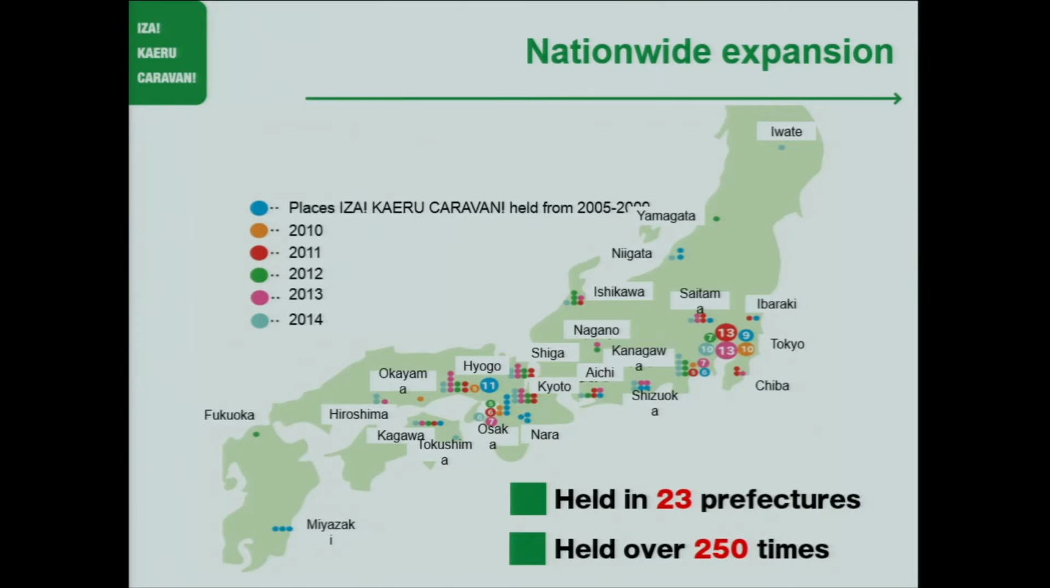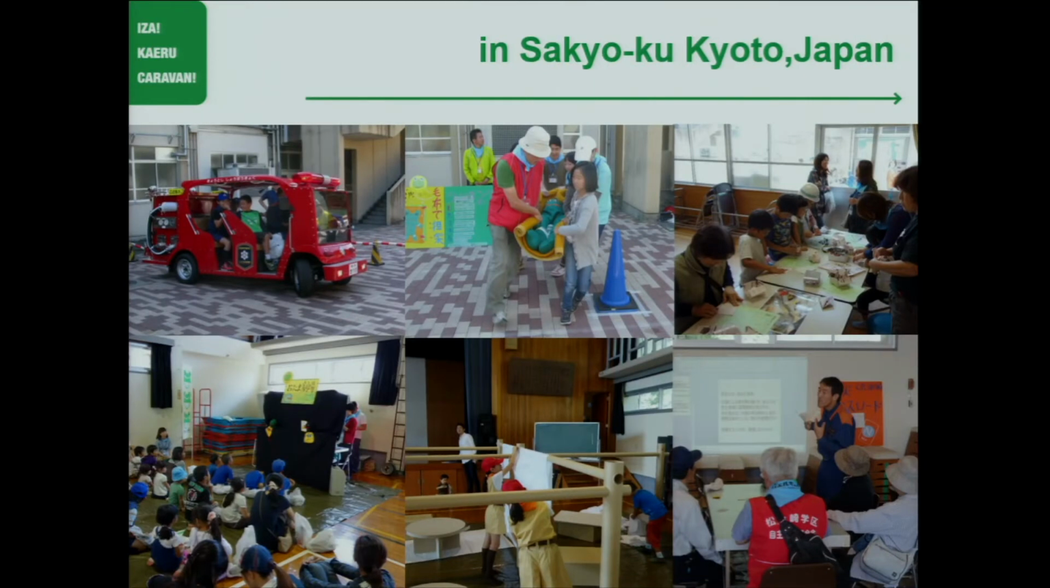And within Japan, everything started in Kobe, and we're now in our 10th year. We've held this project in 23 prefectures and over 250 times. And in all of these cases, we were invited to go. In the first year, we would give them assistance, and from the second year onwards, they were left to do it themselves. And most of our job today is to rent out our equipment to those people who are interested in conducting such training. And this is another example in Kyoto.